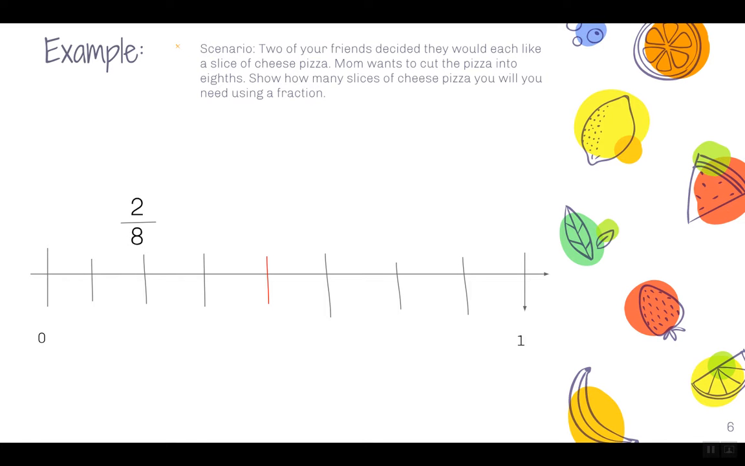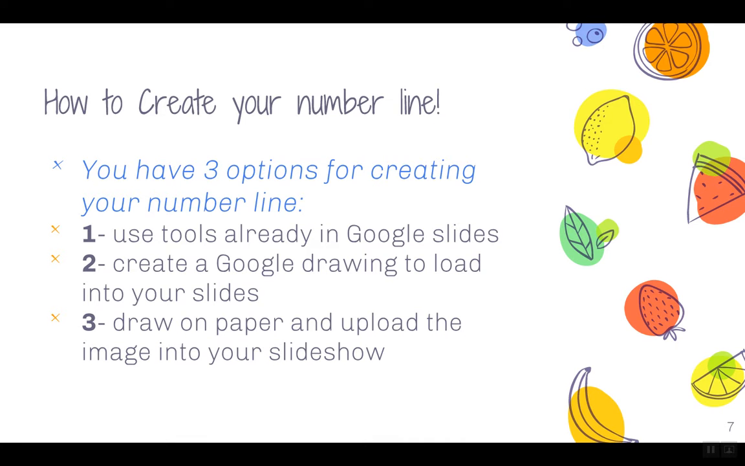Then on the next slide, I showed 2/8 on the number line. I did this using a combination of tools in Google Slides, but you will have some options for that as well. So, you have 3 ways that you can create your number line. You can use the tools that are already in Google Slides. You can create a Google drawing and then load that into your slides, or you can draw a picture on paper and upload the image into your slideshow. We'll have another video demonstrating a little bit more of the how-tos with Google coming soon.